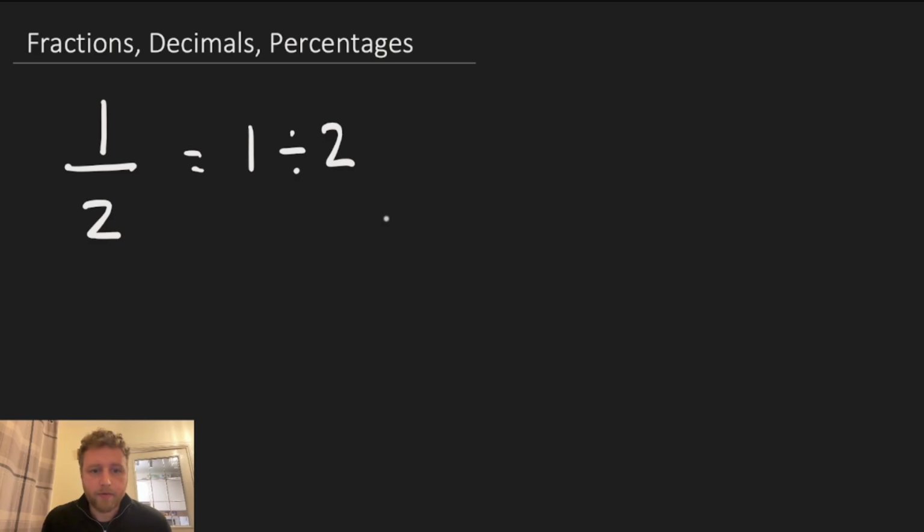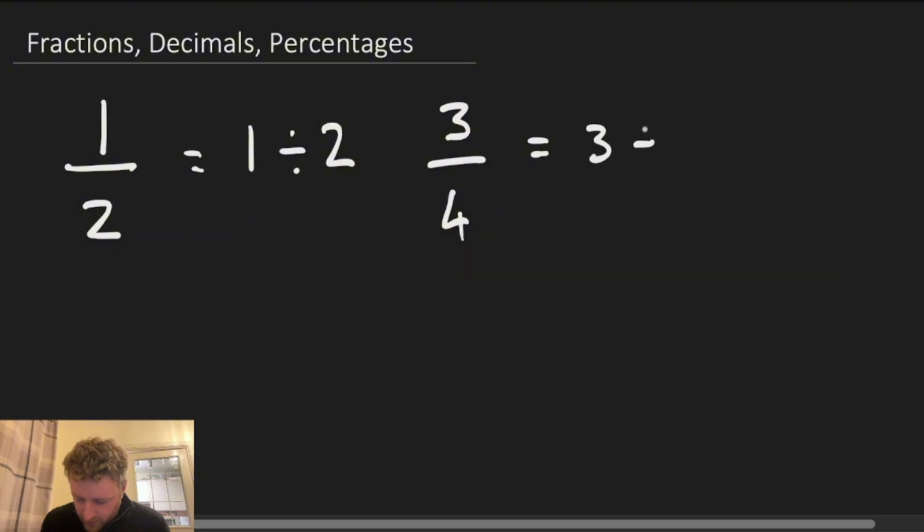So that is equal to 1 divided by 2. Nice and easy. If we had, say, 3 over 4, that one is equal to 3 divided by 4. There we go. So knowing that, we can set that up and we can work out any fraction. So if we had a slightly more complicated one, let's just use 3 over 4. So let's have our 3 over 4, just like that.